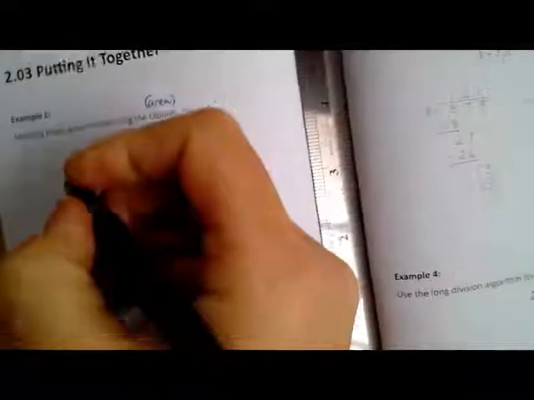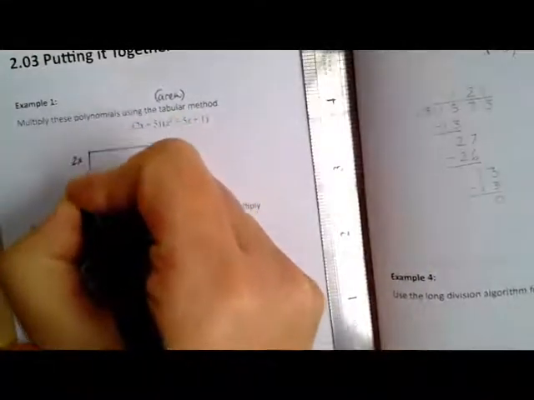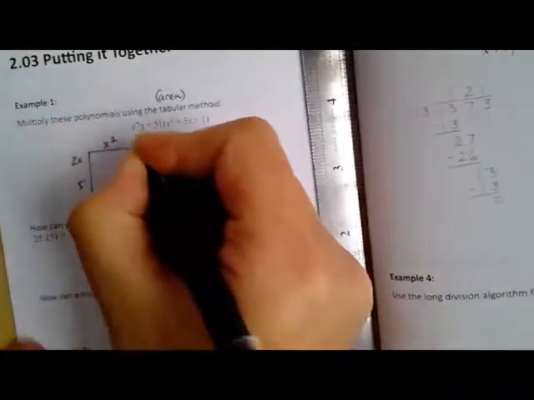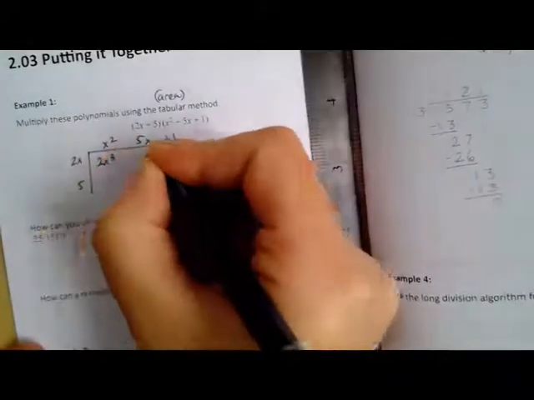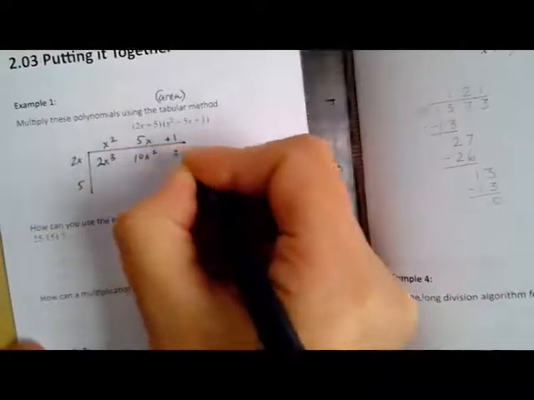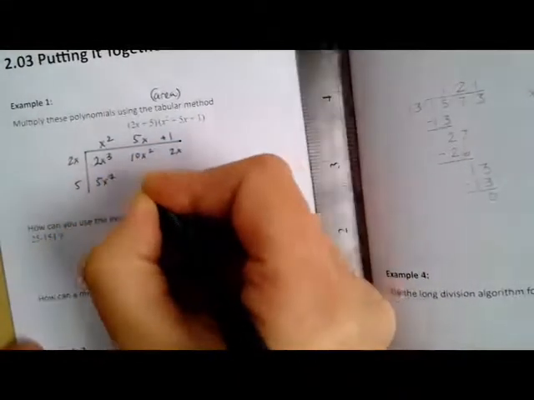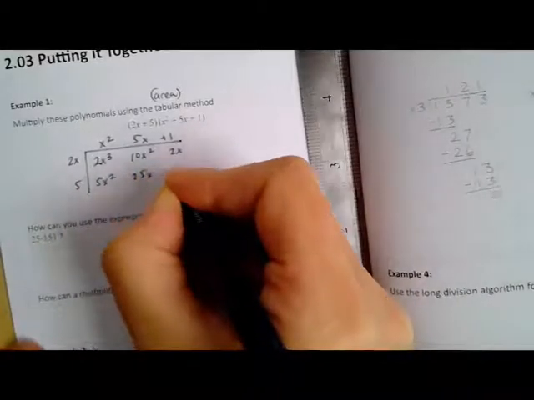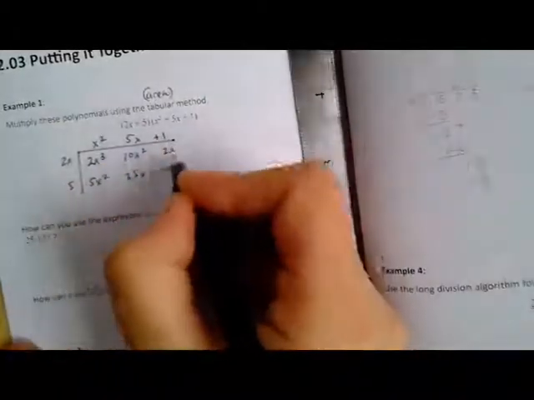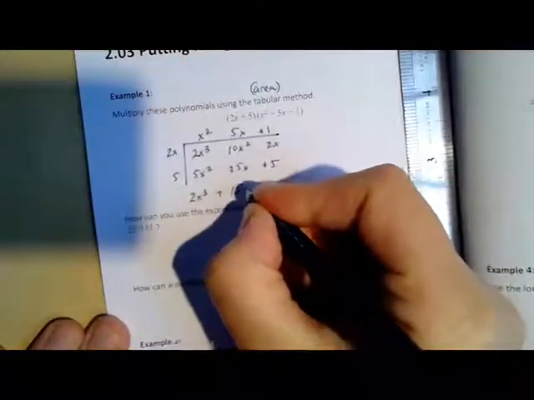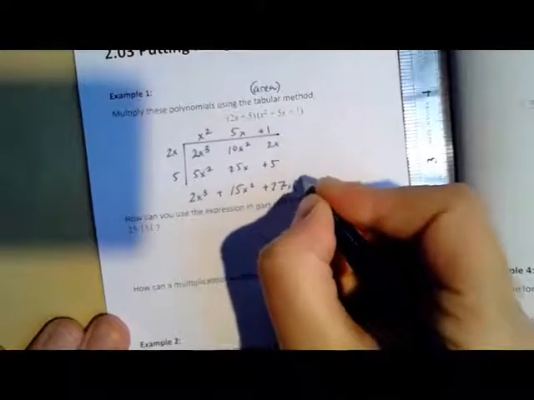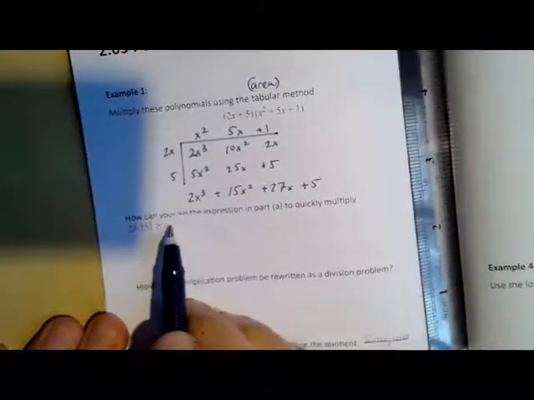So to multiply these two, I go 2x and 5 by x squared, 5x, and 1. And I multiply each term in turn, so that's 2x cubed, 10x squared, then 5x squared, 25x, and 5. Summing along the diagonals, our solution is 2x to the third plus 15x squared plus 27x plus 5. This is pretty straightforward. Now let's begin to connect it to some other concepts.